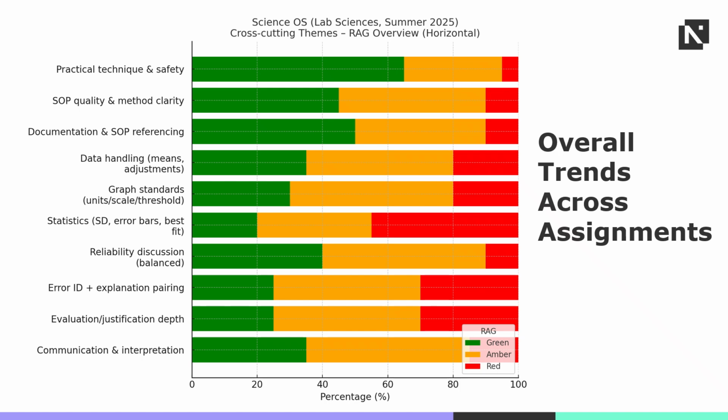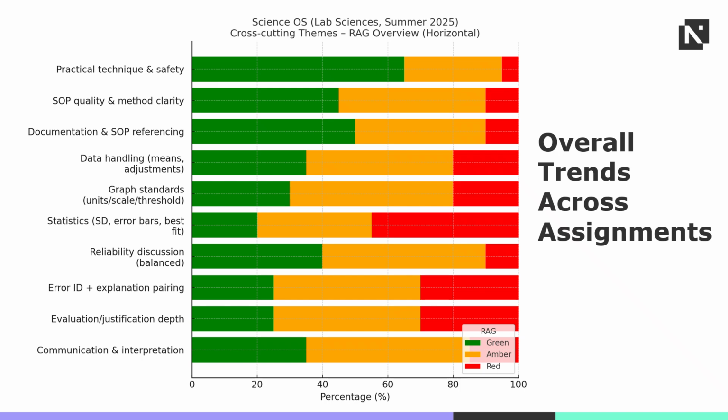In assignments 1 and 2, learners often miss adjustments such as distilled water or baseline subtraction and produce graphs without units or scale thresholds, hence the large amber for data handling and graph standards. The statistics theme is the clear red hot spot. Standard deviation and error bars are rarely shown and best fit lines aren't justified.